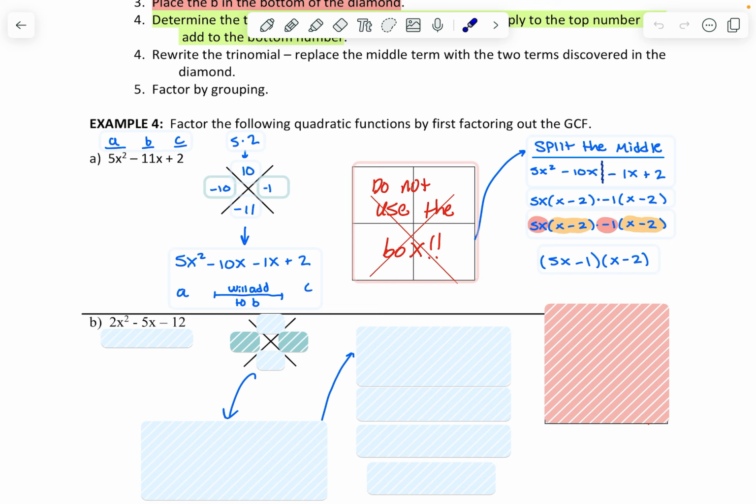When we want to factor quadratic functions, we find what two numbers, in this case negative 10 and 1, are going to add to become that b term. We have a way to do that. We do not have to use the box to group. Instead, we are going to split the middle and factor by grouping.